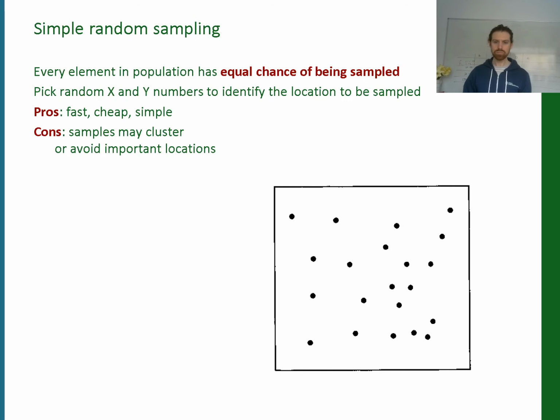So, simple random sampling. Imagine that this is a 10 by 10 kilometre square grid that we've put in the very centre of Fairfax, and we want to randomly select locations where we're going to sample the house price of the nearest building. We could just select XY coordinates within that 10 by 10 kilometre box. The pros: it's very fast, simple, and cheap. But there are cons: the samples may cluster in one particular place, and that may mean that you avoid important locations.